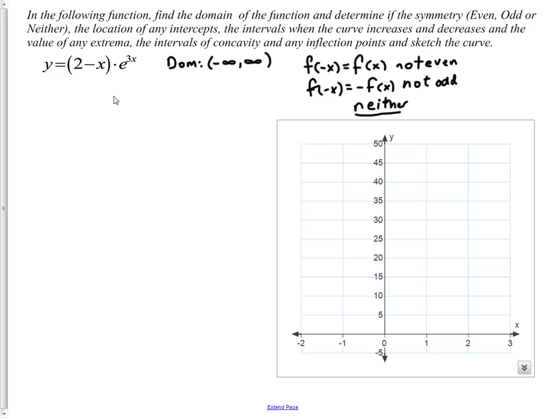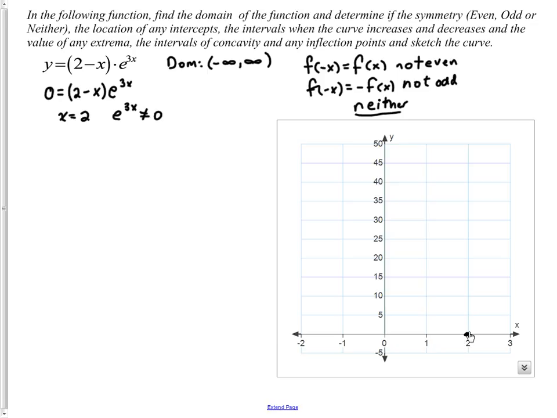So next we want to find the location of any intercepts. As far as intercepts are concerned, x-intercepts occur wherever y is equal to 0. So if we set this expression equal to 0, we'll note that it would certainly be 0 at x equals 2, but that e to the 3x is never equal to 0. It's always greater than 0. So we only will have one x-intercept.